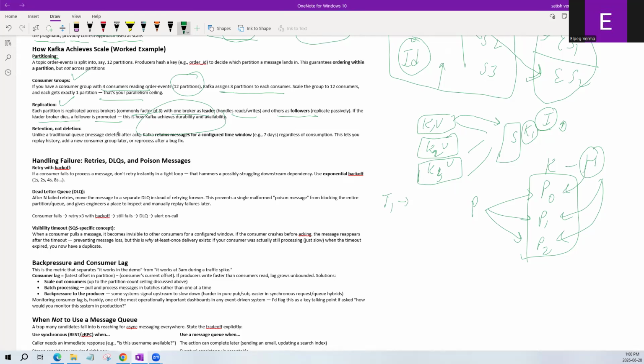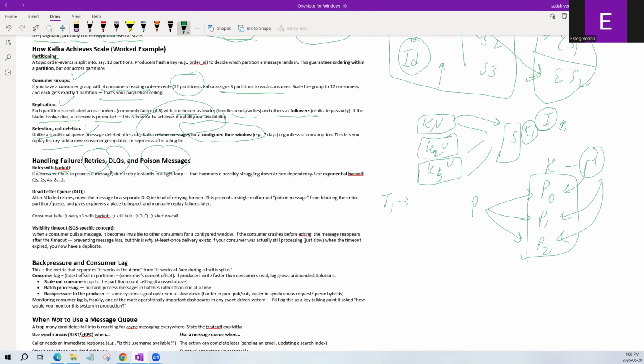Now retention and deletion. Unlike a traditional queue, where a message is deleted after acknowledgement, Kafka retains messages for 7 days, or we can increase the window as well, right? Retention or deletion, so we are talking especially about Kafka. Okay. Now handling failures: retry, DLQ, poison messages.